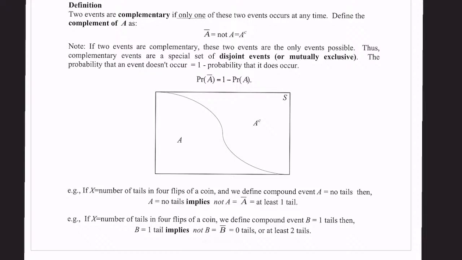So complementary events are disjoint. They don't overlap. They're mutually exclusive. But more than that, they're the only possible outcomes. So they're more than disjoint events. This is an extra criteria. And then I just gave you two examples related to the number of tails in 4 flips variable that we discussed.